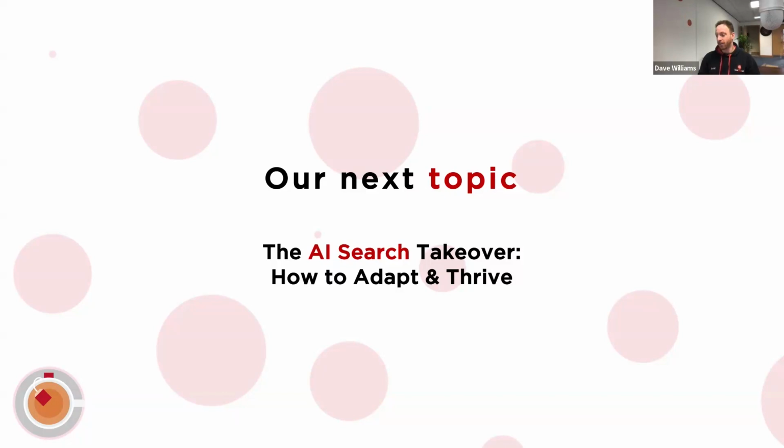It's all going to be about the AI search takeover, how to adapt and thrive. AI search is taking over. It's becoming more prevalent on Google. It is affecting searches. It is also affecting ads. So we'll talk in a bit of depth as to what you can do to counter that.